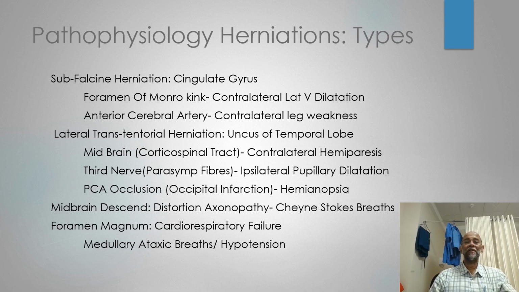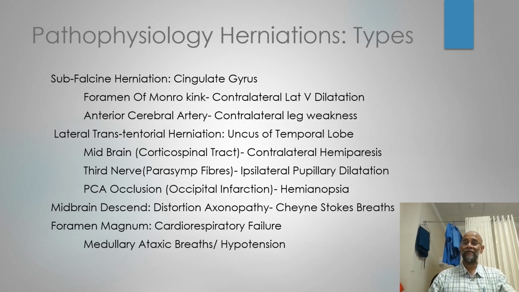As we said earlier, there are many types of herniations. You can have a subfalcine herniation. Usually the cingulate gyrus, the medialmost gyrus of the frontal lobe, herniates under the falx to the opposite side. You will have a foramen of Monro kinking, contralateral lateral ventricular dilatation. You can also have an anterior cerebral artery which is getting blocked, resulting in a contralateral leg weakness.